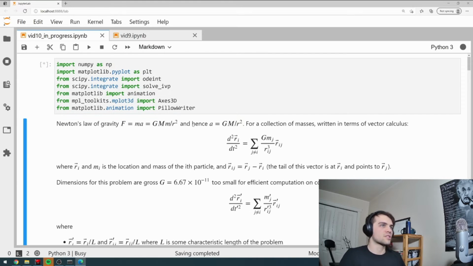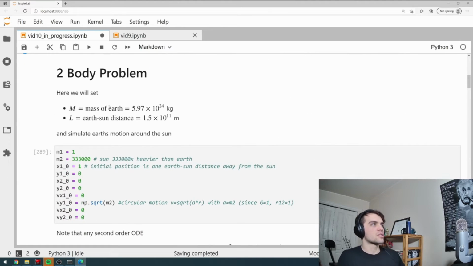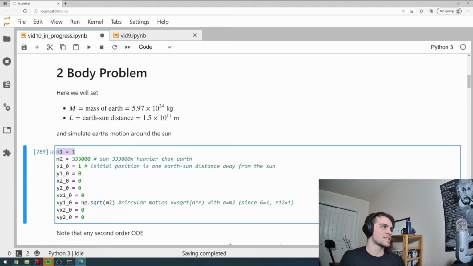So let's import these packages. So here we're gonna set M to the mass of the Earth. We're gonna deal with a two-body problem, the Earth-Sun system, and I'm gonna show you how this works. So big M is the mass of the Earth, and L is the Earth-Sun distance. So that means I set M1 equal to 1 because my mass is equal to the mass of the Earth. And the Sun is 333,000 times bigger than the Earth, so we have to have this big number here.